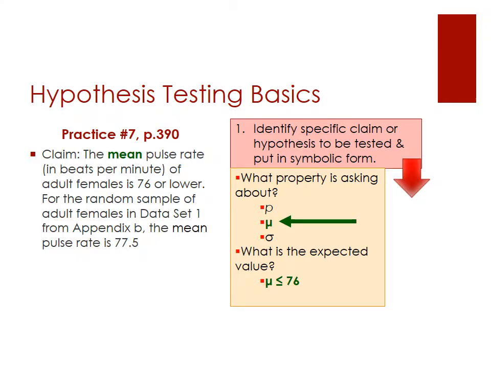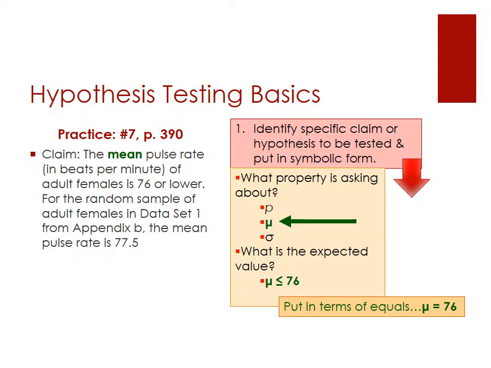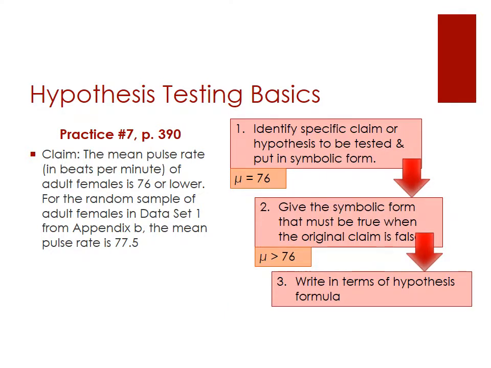Well, what we're looking at here, as they say, is they're looking for a mean. So that's going to mean we're looking for a mu. And the expected value here, as they show, is 76 or lower. So that is what we're setting up for the particular claim here. Now remember, we need to put our null in terms of equals to. So if we put our claim of 76 or less, we're going to translate that into our mu being equal to 76. So that is going to be what we have here.